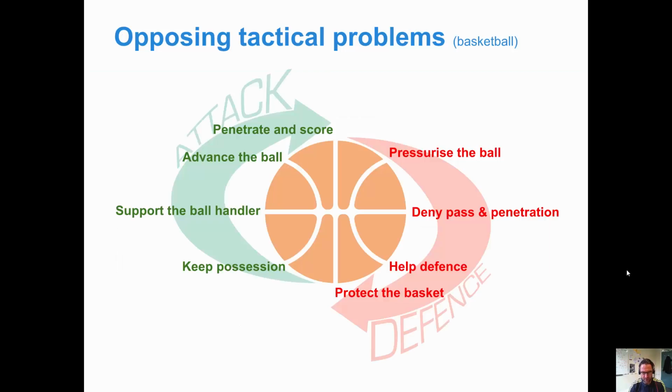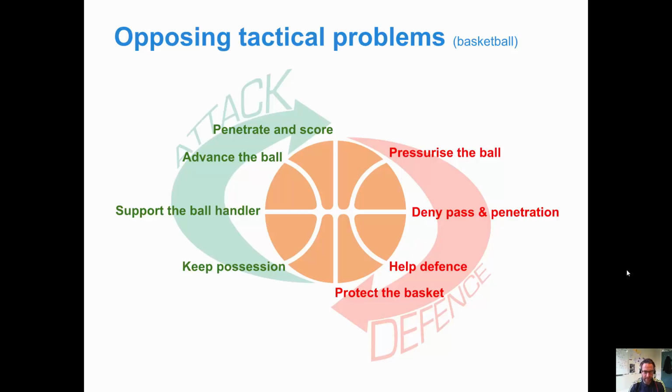I then showed you my attempt to do the same for basketball. So basketball, there are more problems, slightly more complex. And I showed you this sort of typical attack-defense, moments of the game type model that I've developed, where the problems, offensive problems, are paired with defensive problems.